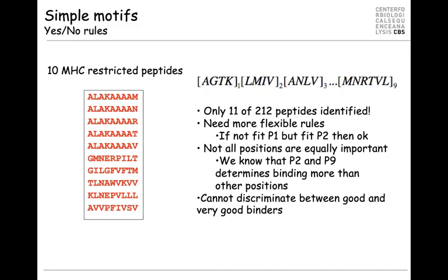And it's clearly not very good. If you only have 10 peptides, your rules become very, very limited. Looking at the data from my previous slide, the one with all the peptides binding to my MHC molecule, these rules constructed from these 10 peptides will only allow 11 of the 212 peptides on that slide to be recovered as binders. So you discard the vast majority of known binders with these very simple rules. So we're going to do something more sophisticated.